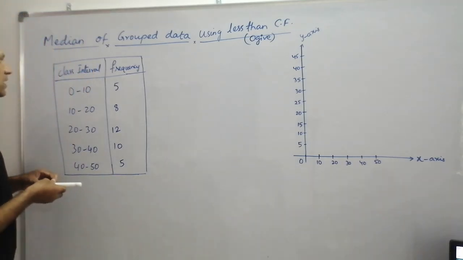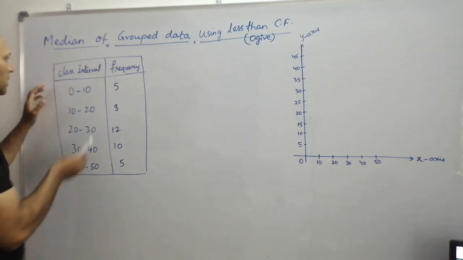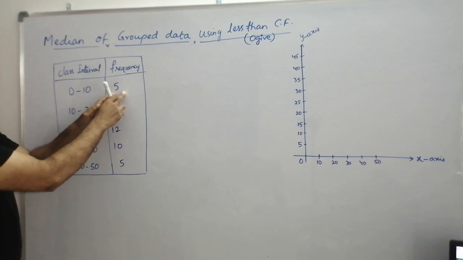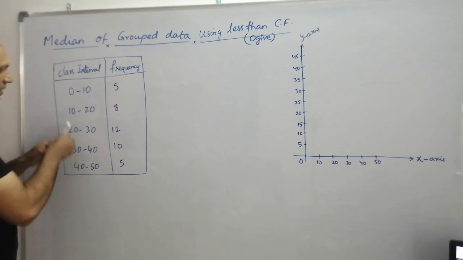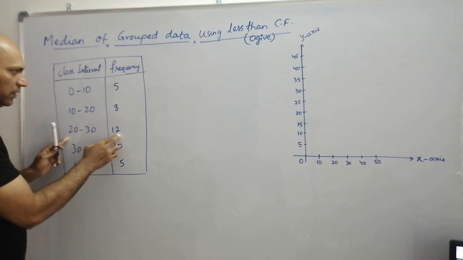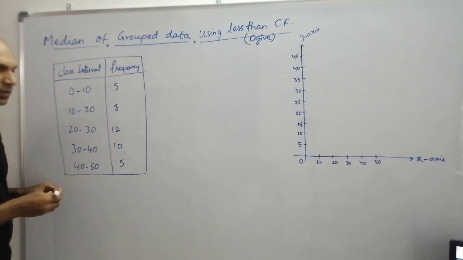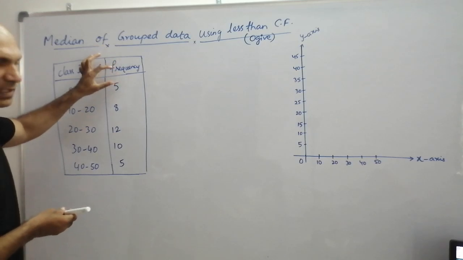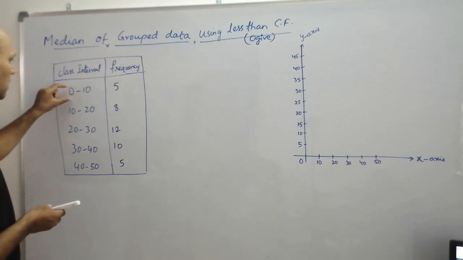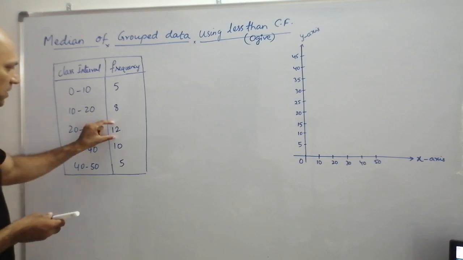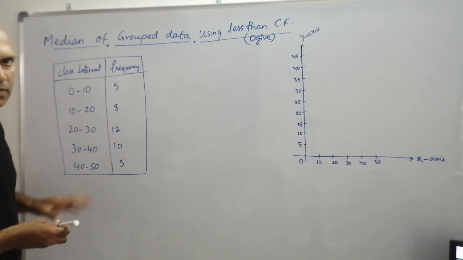So let us start with this. We have a question here, class intervals 0 to 10, frequency is 5. 10 to 20 frequency is 8, 20 to 30 frequency is 12, and so on. Imagine this to be marks and this number of students. So 5 students got 0 to 10 marks, 8 students got 10 to 20 marks, 12 students got 20 to 30 marks, and so on.